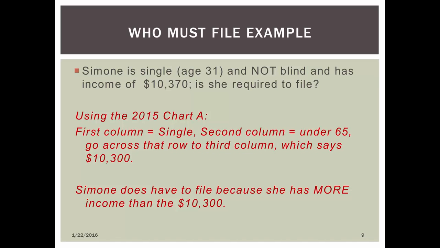Now, what if she was not blind? Then what happens? Well, in Chart A, we would still look under single, second column under 65. We go across and that says 10,300. Now we're not adding anything extra because of her being blind, so 10,300 is the amount. In this case, she made more than 10,300. She made 10,370, so she is required to file a tax return.